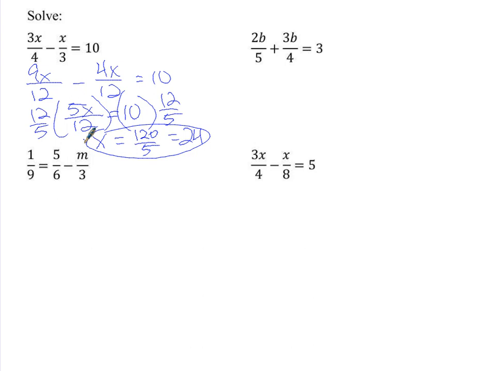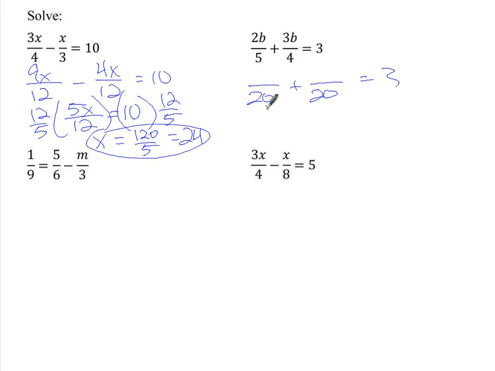Okay? I'd like you to try the second one on your own. 2b over 5 plus 3b over 4 equals 3. Go for it. So what do I need to do first on this problem? Need a common denominator because we have like terms sitting here. So I want to combine those. My common denominator here will be 20. So I'm going to write over 20 plus over 20 equals 3.